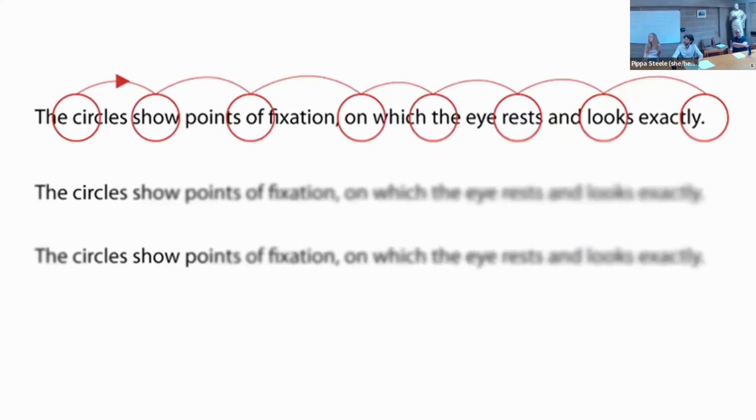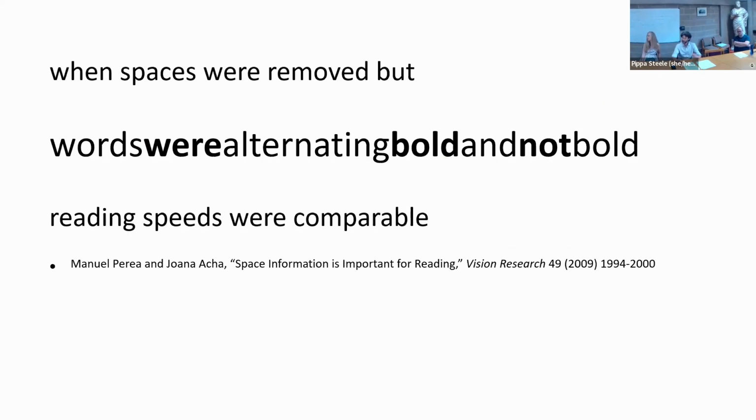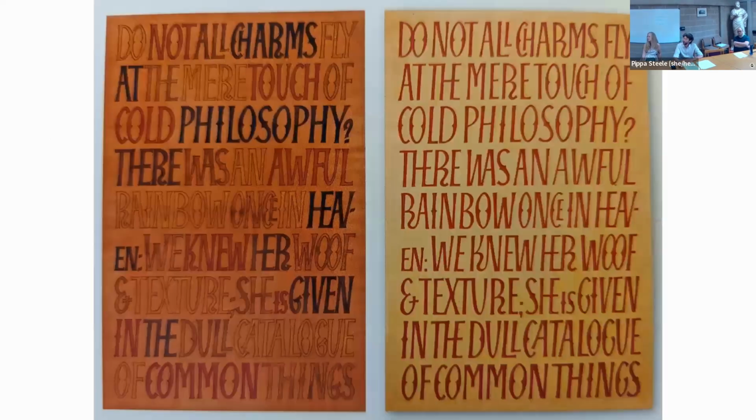This is what the saccade looks like. The circles mark the jumps that an eye makes. You see, it's not always one word, but it doesn't have to be spaces. Words which alternate bold and not bold can be processed just as quickly as writing with spaces, for the same reason. Your peripheral vision has enough cues to know where the word is going to end and therefore how to jump. You can do it with colors also.